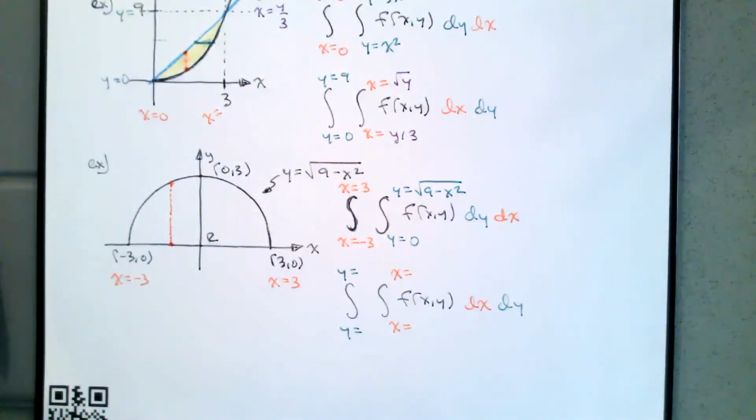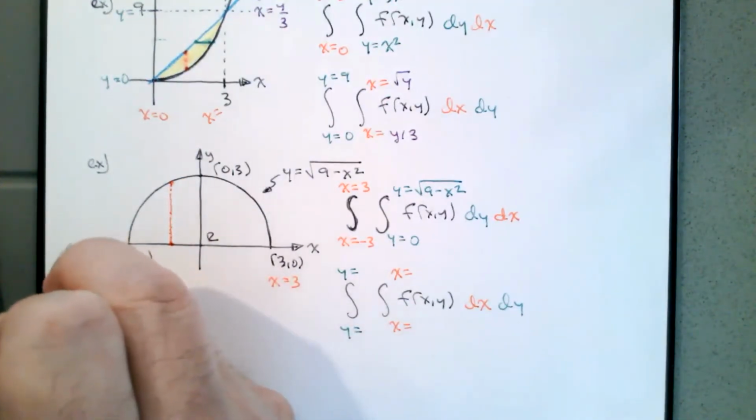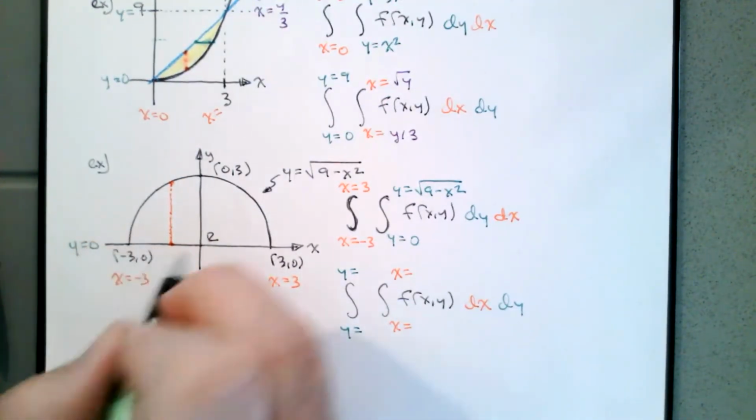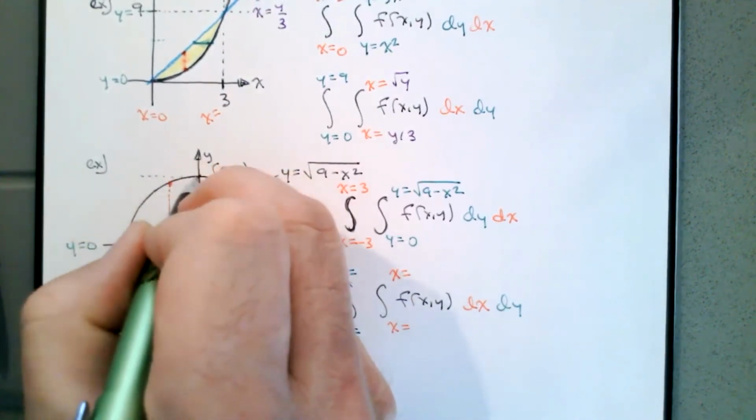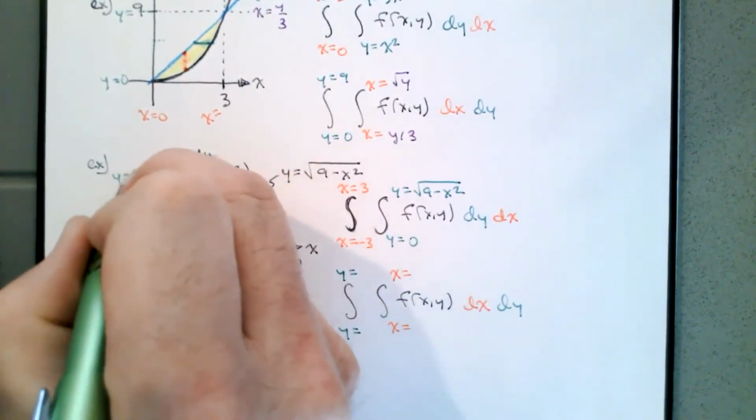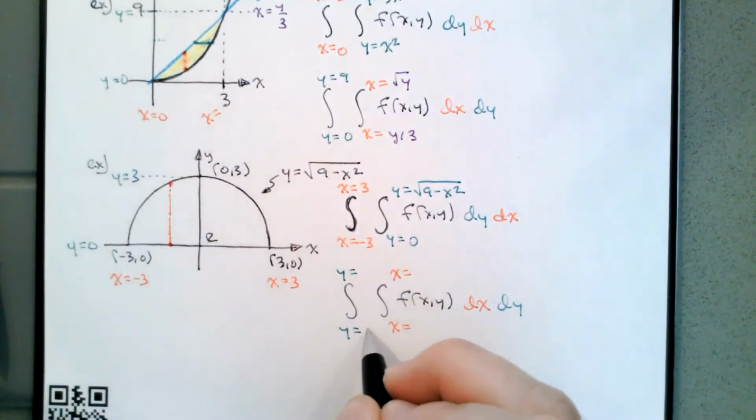Always start with the outer integral first, even though when you're evaluating, you start with the inner integral first. The outer integral has to be between constants, so we need the lowest y value and the highest y value, regardless of whatever curvy stuff is going on. The lowest y value is here on the x-axis, where y is equal to 0, and y stops at 3. So we're going to integrate on y from 0 to 3.